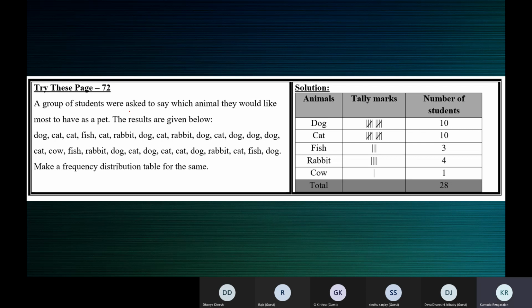So we have tabulated the answers given by these 28 students in the form of a table. We have tabulated the answers like this, where these numbers represent the frequencies. And such a table is called a frequency table or a frequency distribution table.